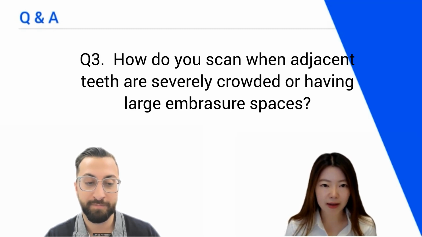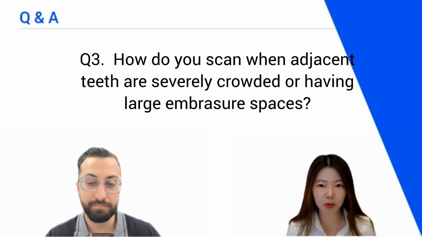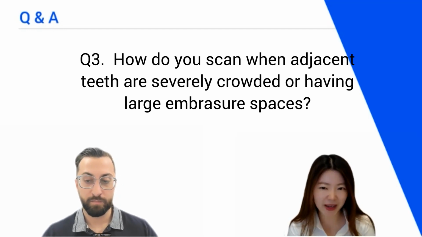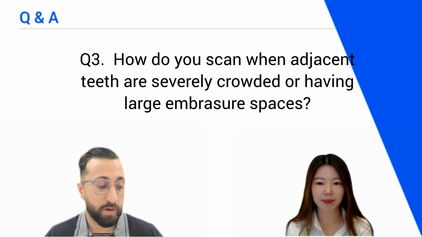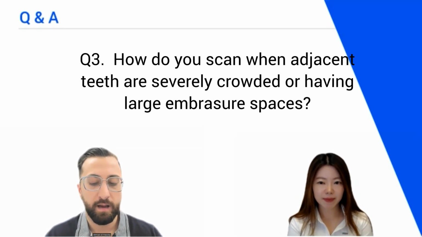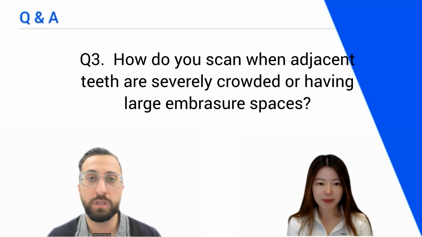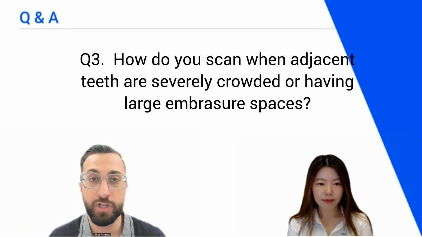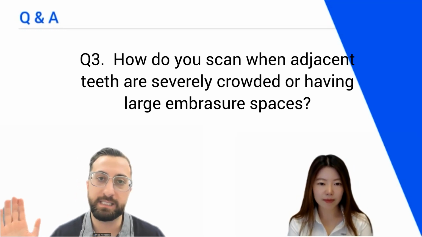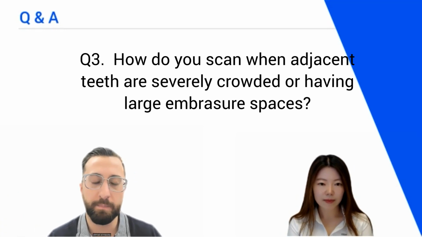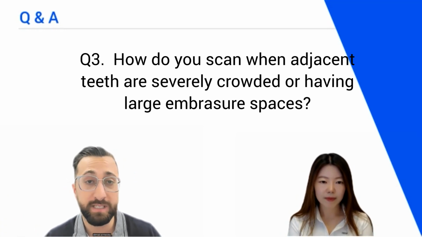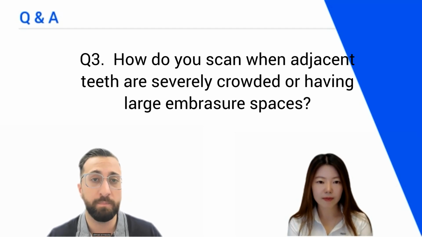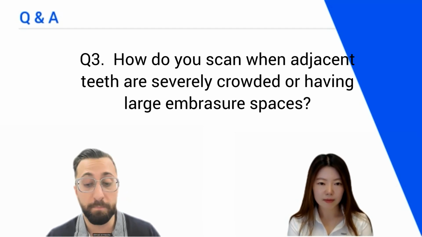Question number 3. How do you scan when adjacent teeth are severely crowded or having large average spaces? That's a great question. And again, something that I've seen come up a lot even in our own clinic. And I've had some really, really tricky cases where a 6 is removed, or a first molar, and the 7 is severely mesially tilted. And it becomes quite hard to get that contact, especially if you're trying to scan for a plate or something, or even an implant.